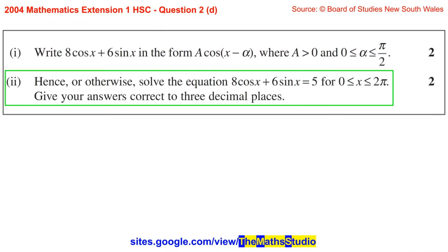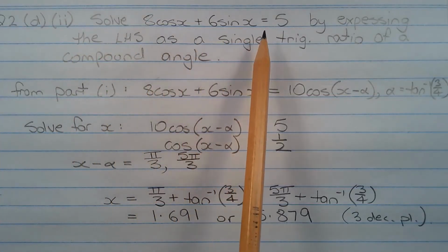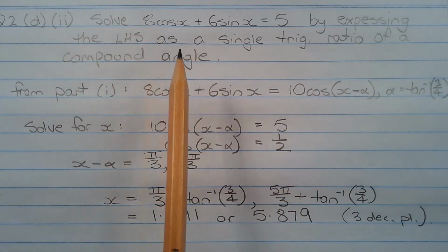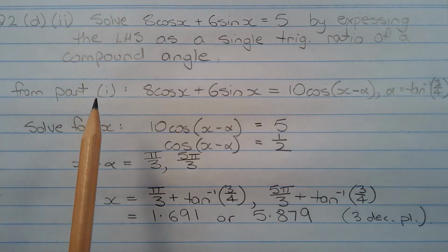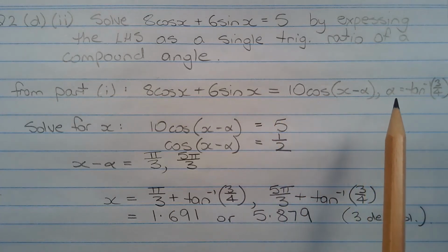Part 2. Hence or otherwise, solve the equation 8 cos x plus 6 sin x equals 5 for x greater than or equal to 0 and less than or equal to 2 pi. Give your answers correct to 3 decimal places. Solve 8 cos x plus 6 sin x equals 5 by expressing the left-hand side as a single trigonometric ratio of a compound angle. Now from part 1, we found that 8 cos x plus 6 sin x is identical to 10 cos(x minus alpha), where alpha is equal to inverse tan of 3 over 4.